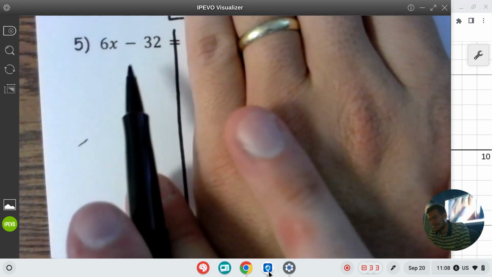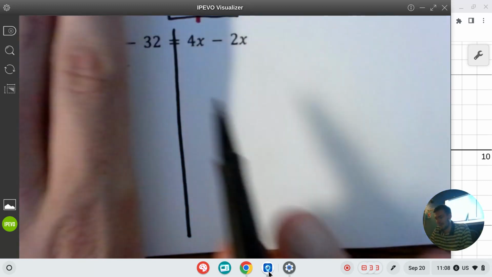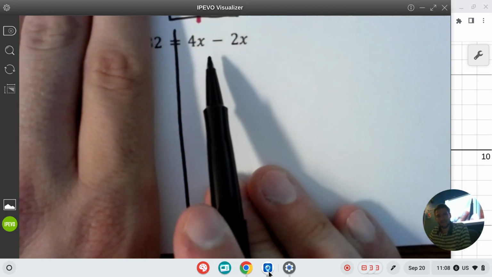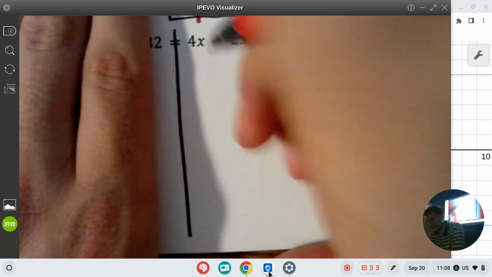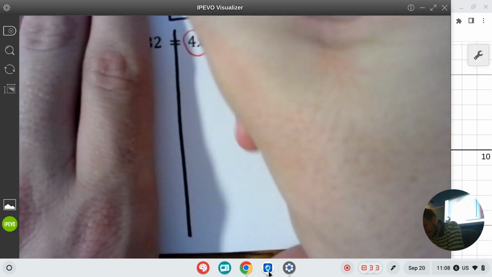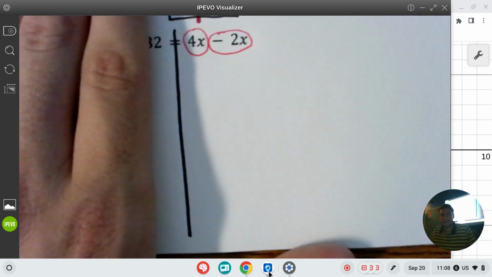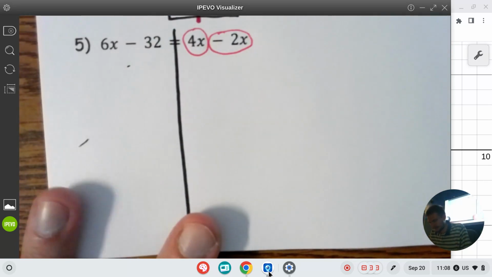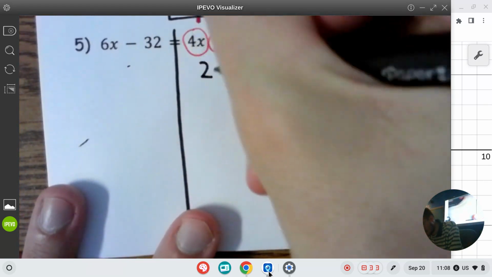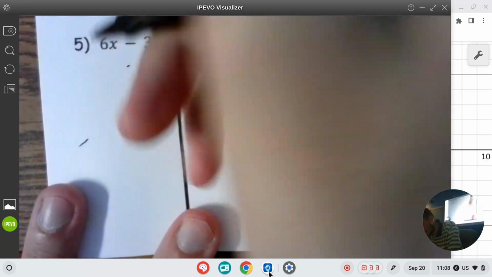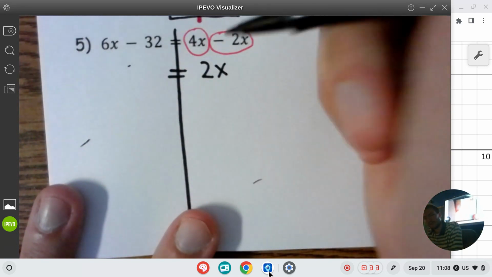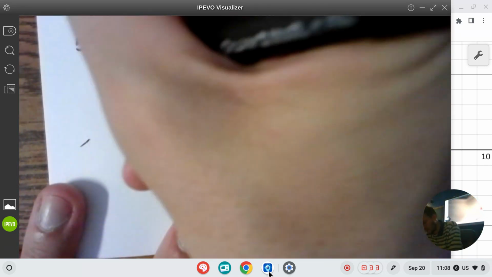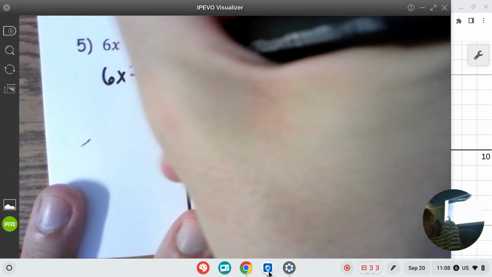Can we combine these 2 together? Look on the right. Can we combine these 2 together? Actually, yes. Correct. What is 4x's minus 2x's? 2x. Nice and simple. Just literally 4 minus 2. On the left, we can't do anything, right? Just drop it down.